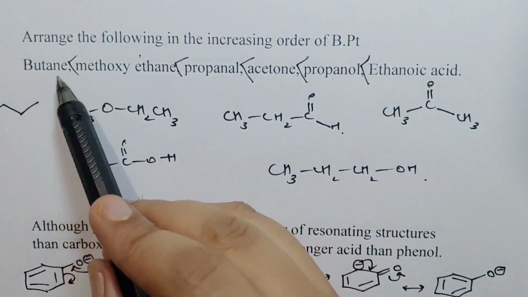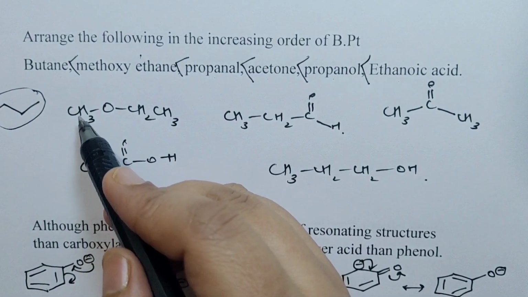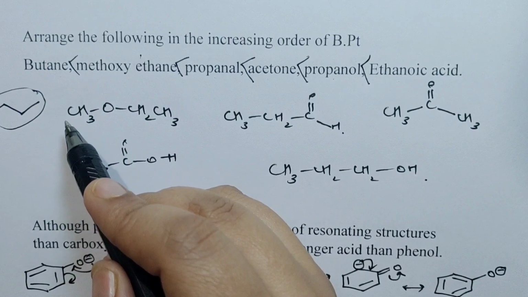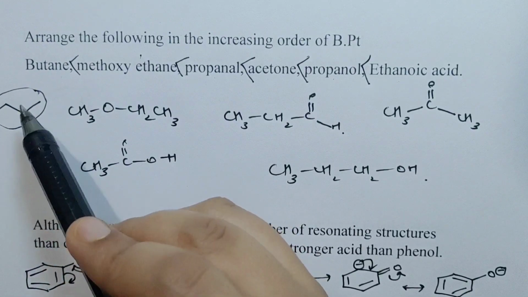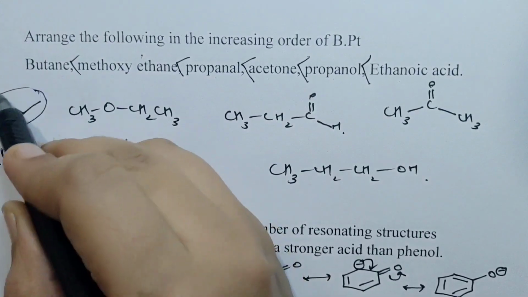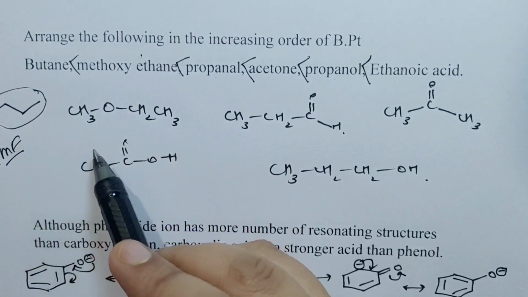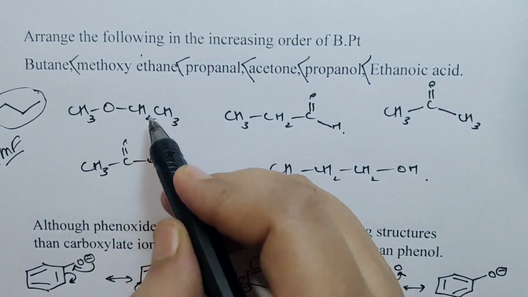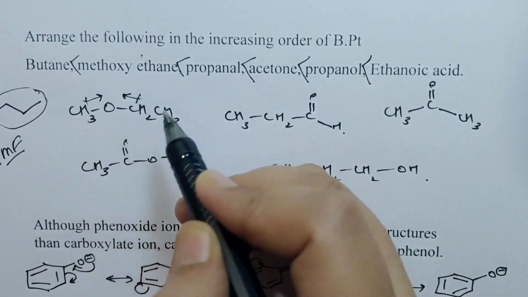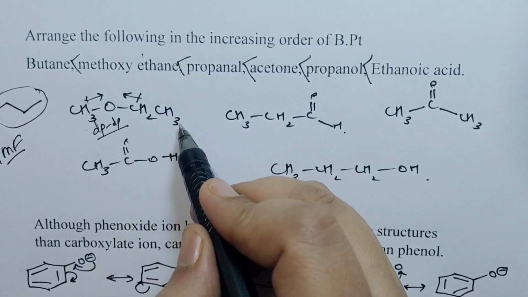Why? Butane has the lowest boiling point because it's an alkane. There is very little electronegativity difference between carbon and hydrogen, so this is practically non-polar. Since it's non-polar, the only intermolecular force present in butane molecules is van der Waals force, which is the weakest of all. Then we have ether. Ether is polar, but not as much. So there are weak dipole interactions present in ether molecules.